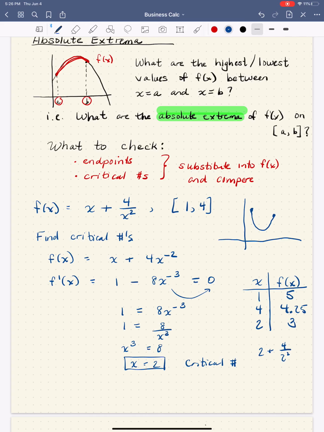So it looks like we have a minimum at (2, 3), and a maximum at (1, 5). And that is how we analytically determine the maximum and minimum values of a function on a closed interval. So I hope this helps get you started, and I thank you for watching.